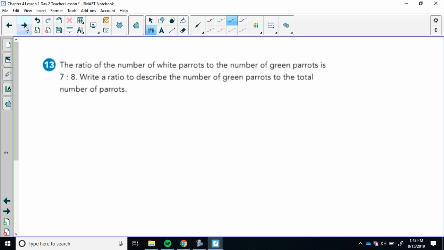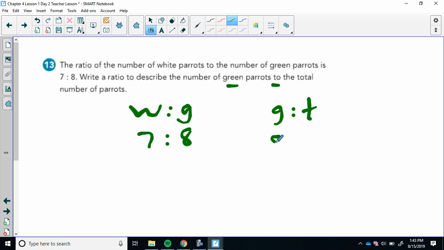Next example, the ratio of the number of white parrots to green parrots is 7 to 8. What I like to do is write what we're comparing, W to G, especially when they do it in a problem like this, and get what each one is. So this is not your answer, but this is white to green. What is the ratio? Describe the number of green to the total number. Well, green to total, T for total. Green we know is 8. To get the total, we just have to add 7 and 8 together, which gives us 15.